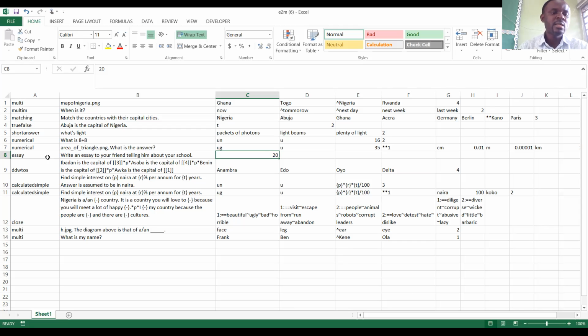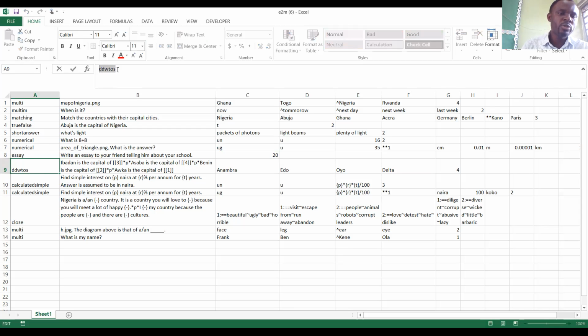So that's that. All right, now you might wonder, what's DDWTOS? That stands for drag and drop. Drag and drop, that is what it is, okay? So if you wish to use a drag and drop question, in the first column of your row on your Excel sheet, you just input DDWTOS. That tells the system that it is a drag and drop question.